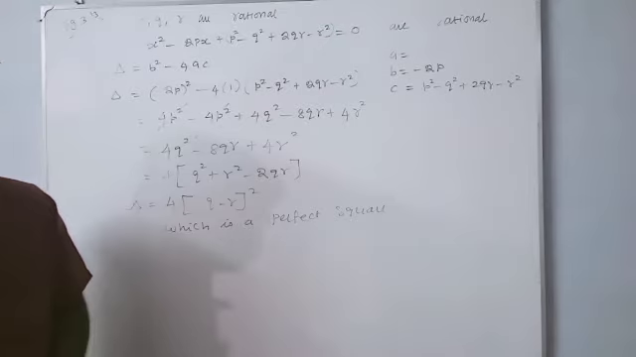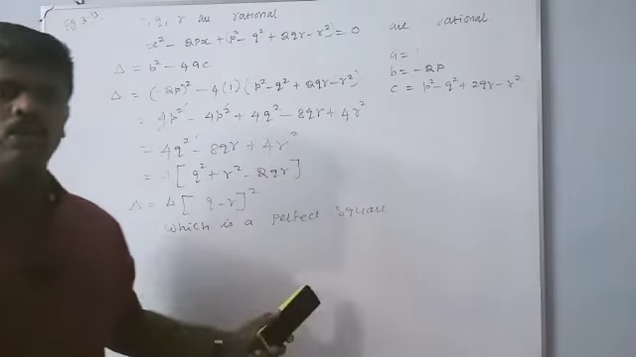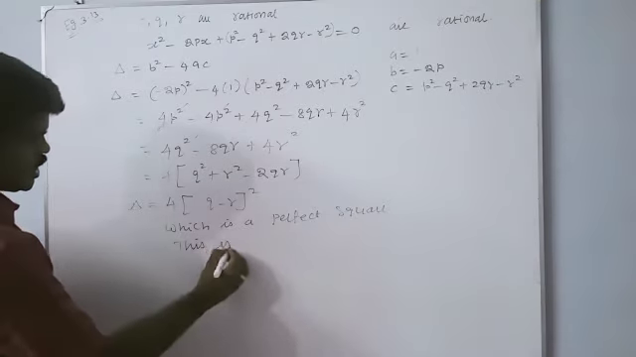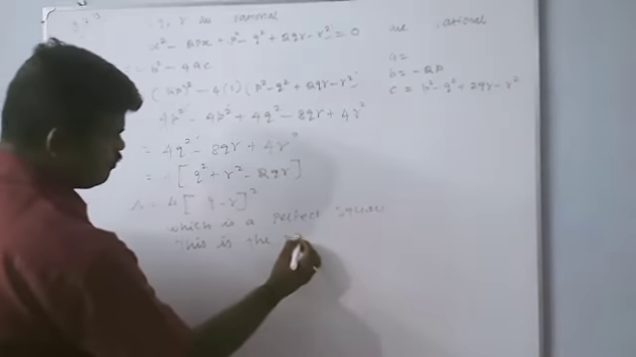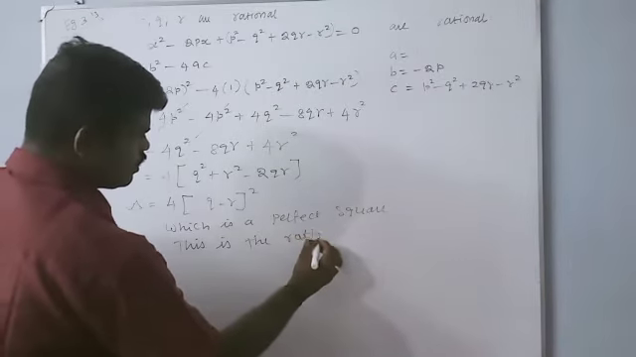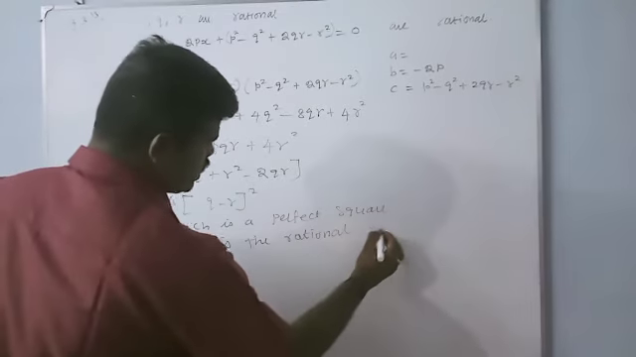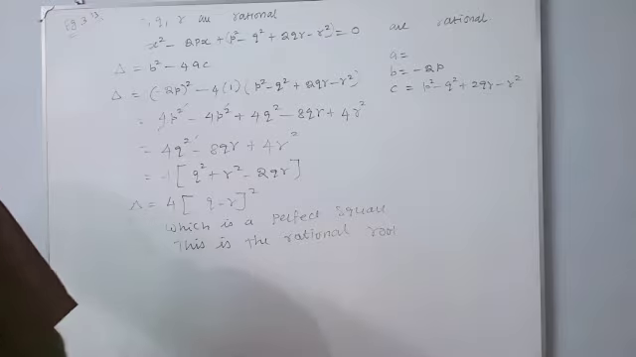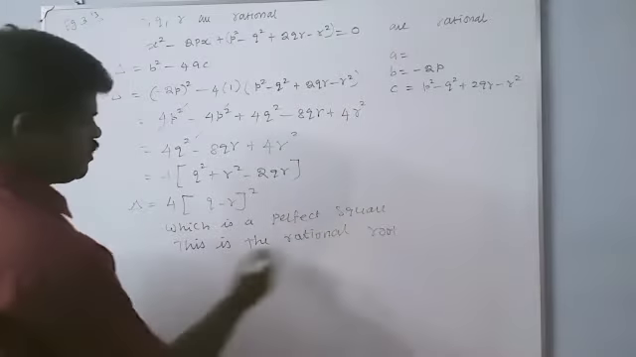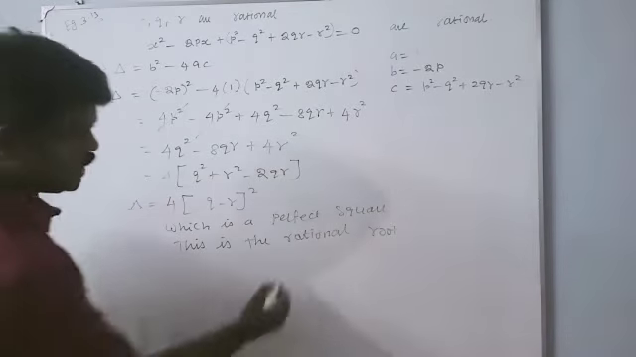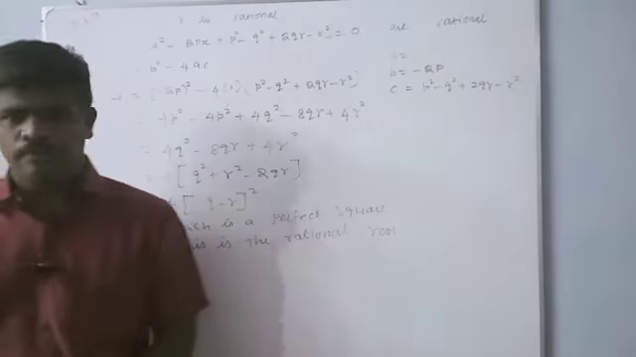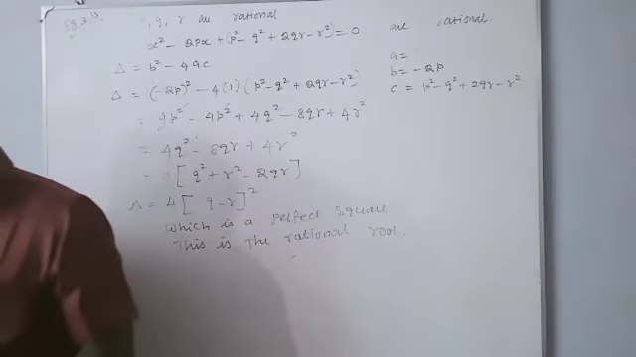This is a rational root. There is no irrational root. So this is the rational value, rational root. Hence the given roots are rational. Okay, right. So refer to this sum also. Now we will go to the next sum.